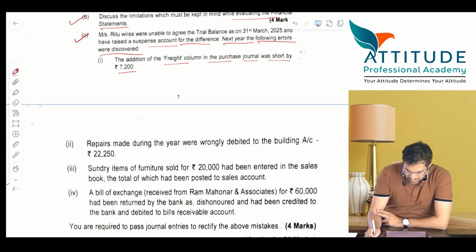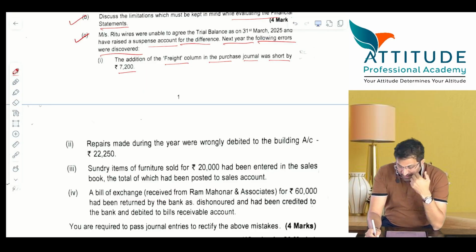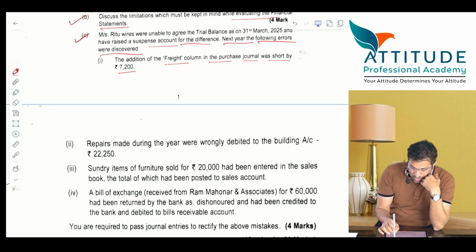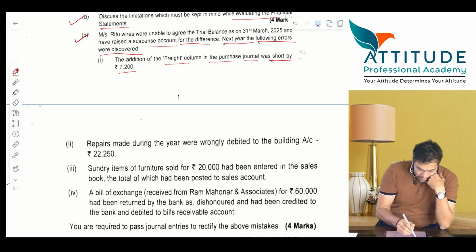Narration being addition of freight column in purchase journal was undercast, now rectified. Being freight column in purchase journal was undercast, was short. Short means undercast only. Was undercast, comma, now rectified. 7,200 is the amount. Ho gaya, first one. Second one.